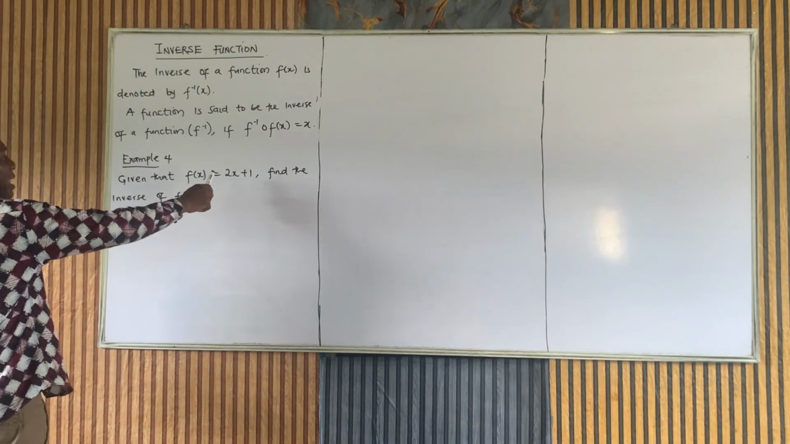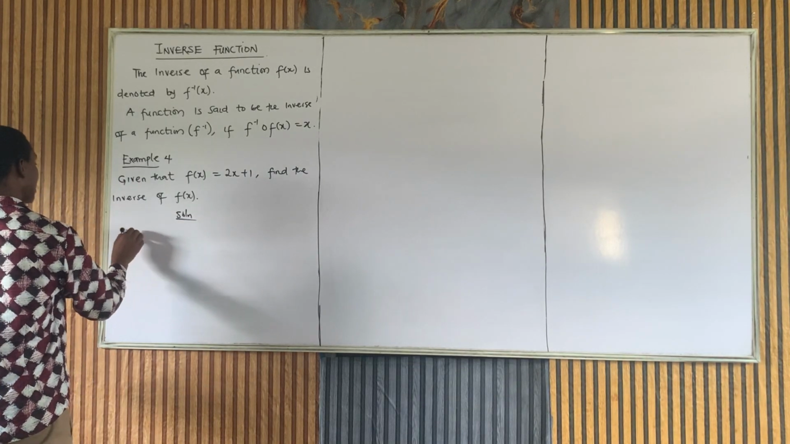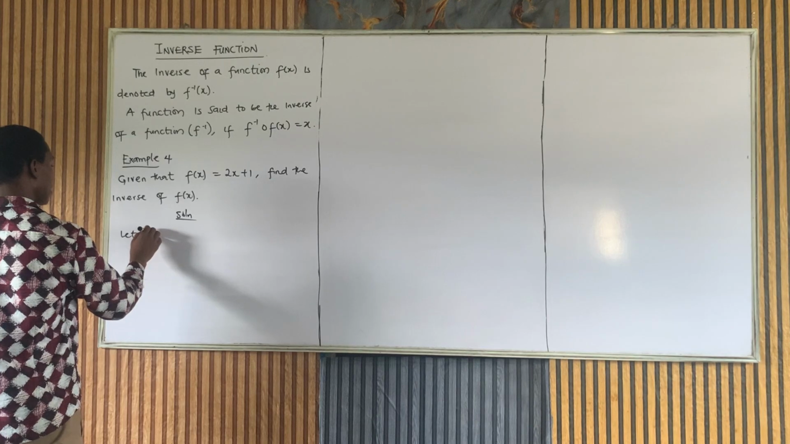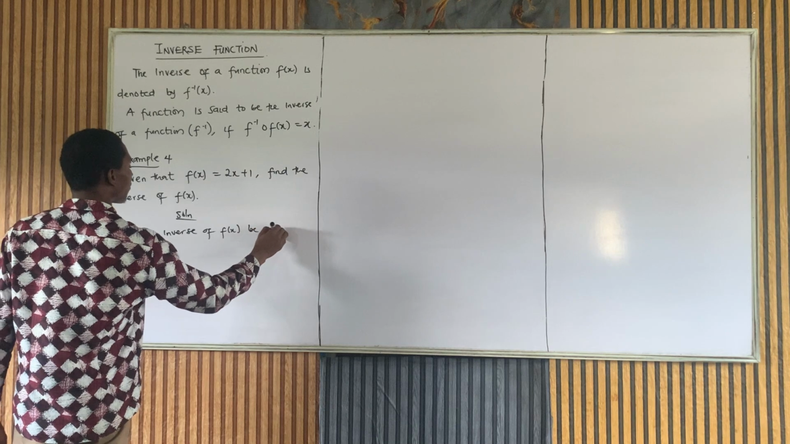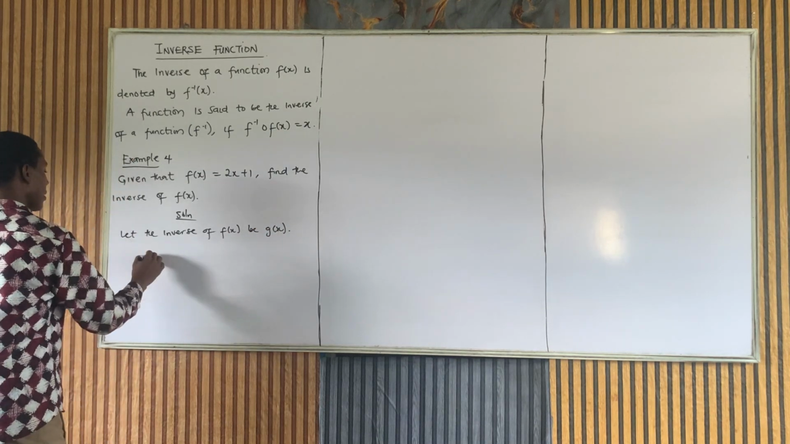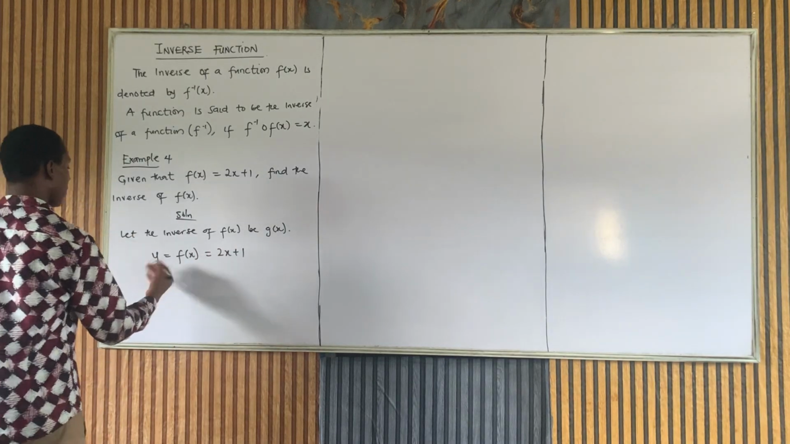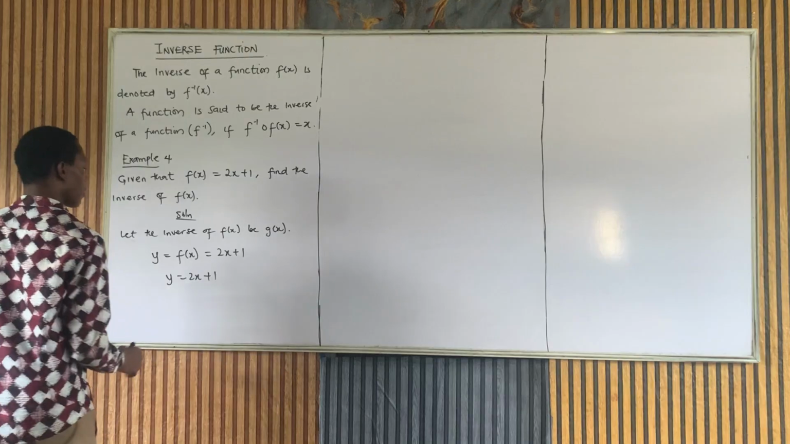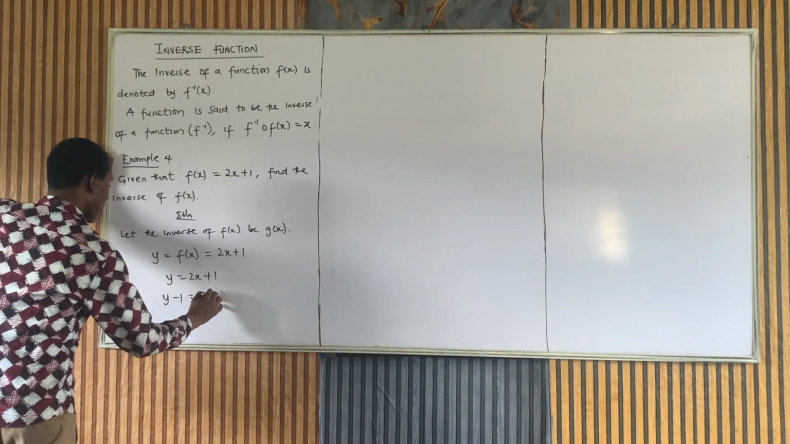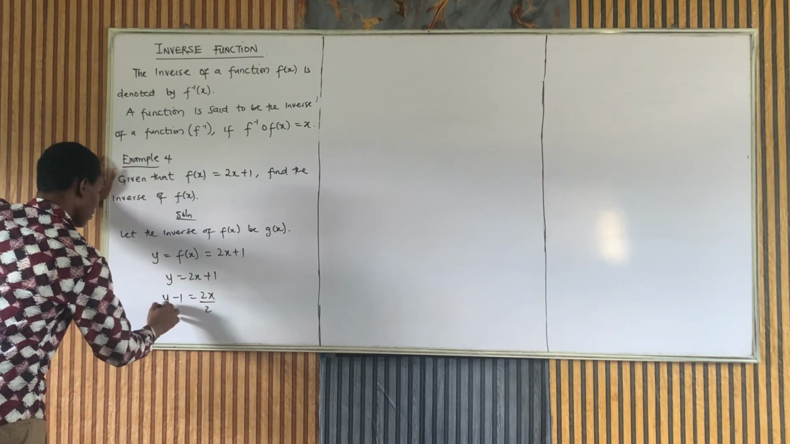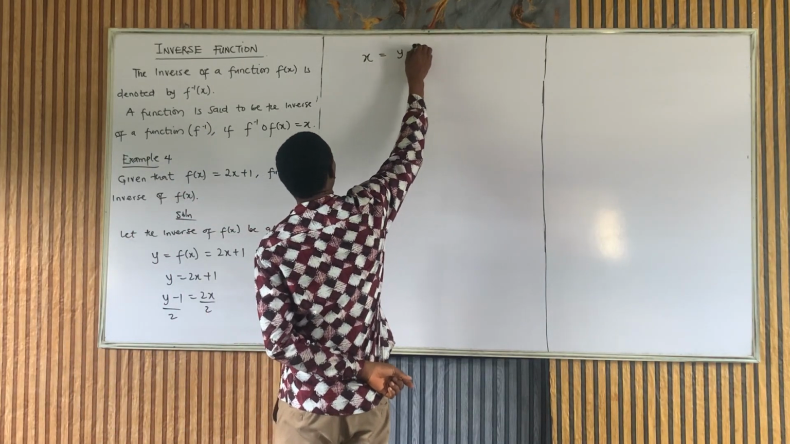Given that f of x is equal to 2x plus 1, find the inverse of f of x. Let's solve this now. Let the inverse of f of x be g of x. For instance, we can say y, which is what we call f of x, be equal to 2x plus 1. So let me write that y is equal to 2x plus 1. We can make x the subject now. That's to say, bring this one here. That will be y minus 1 is equal to 2x. Dividing both sides by 2 now, we can say that x is equal to y minus 1 over 2.